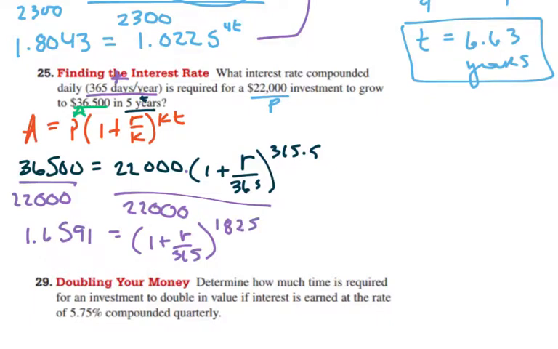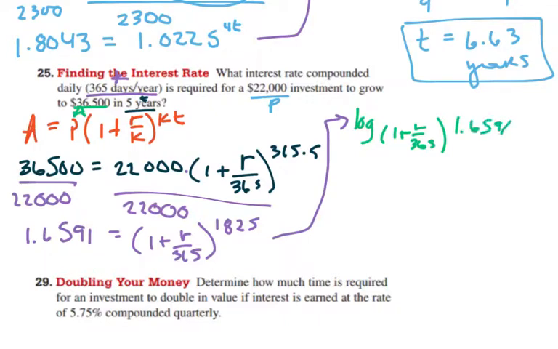So we're in exponential form as we had in the previous problem, so we're going to write it in log format. So we have log base, oh, that's a gross base, 1 plus r over 365 of... let me think of a different way of doing this. Alright, well, let's continue. So 1.6591 equals 1825.